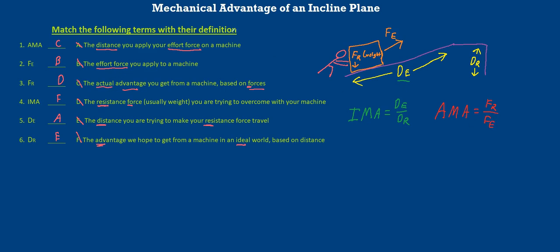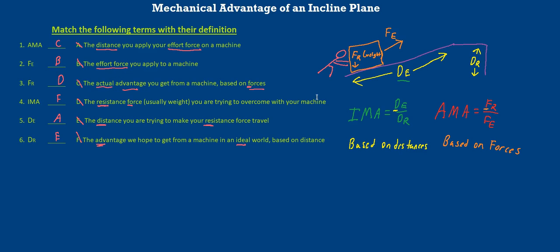And it's very important to note that your AMA is based on forces. So you use your forces to calculate your AMA, or if you have forces, you calculate your AMA. Whereas if you're given distances, then you calculate your IMA. And the way you can remember that is look at the IMA dr. IMA is based on D, or distance, and AMA free, AMA is based on F, forces.